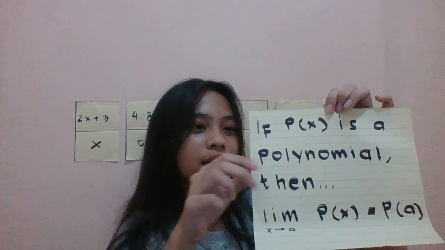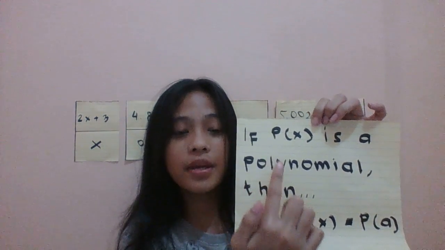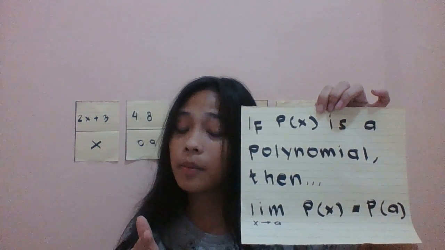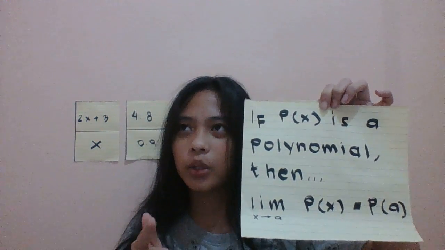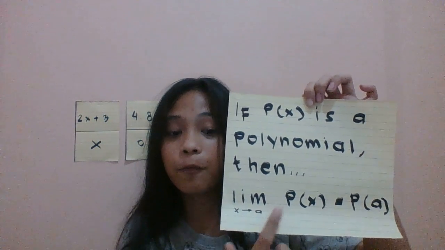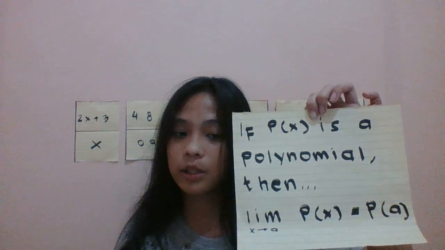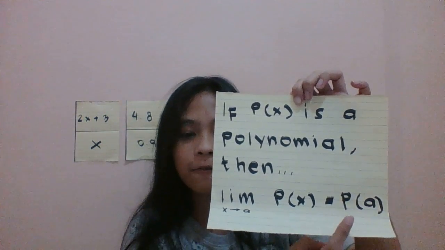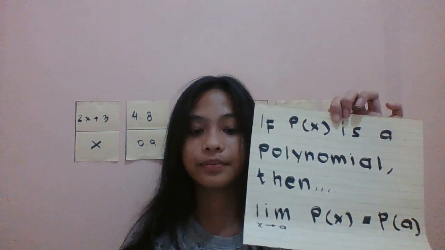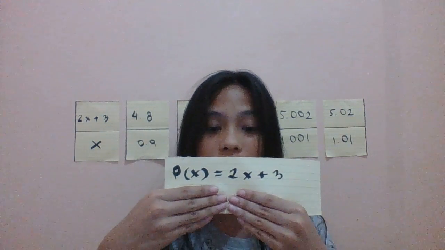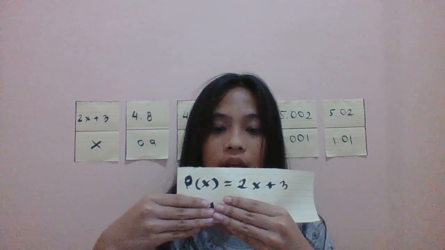How? Let's state the law again. If p of x is a polynomial, for example, I want my polynomial to be a binomial, 2x plus 3, then the limit of the function p of x, which is 2x plus 3, as x approaches a is equal to p of a. So, here is my given: p of x is equal to 2x plus 3.